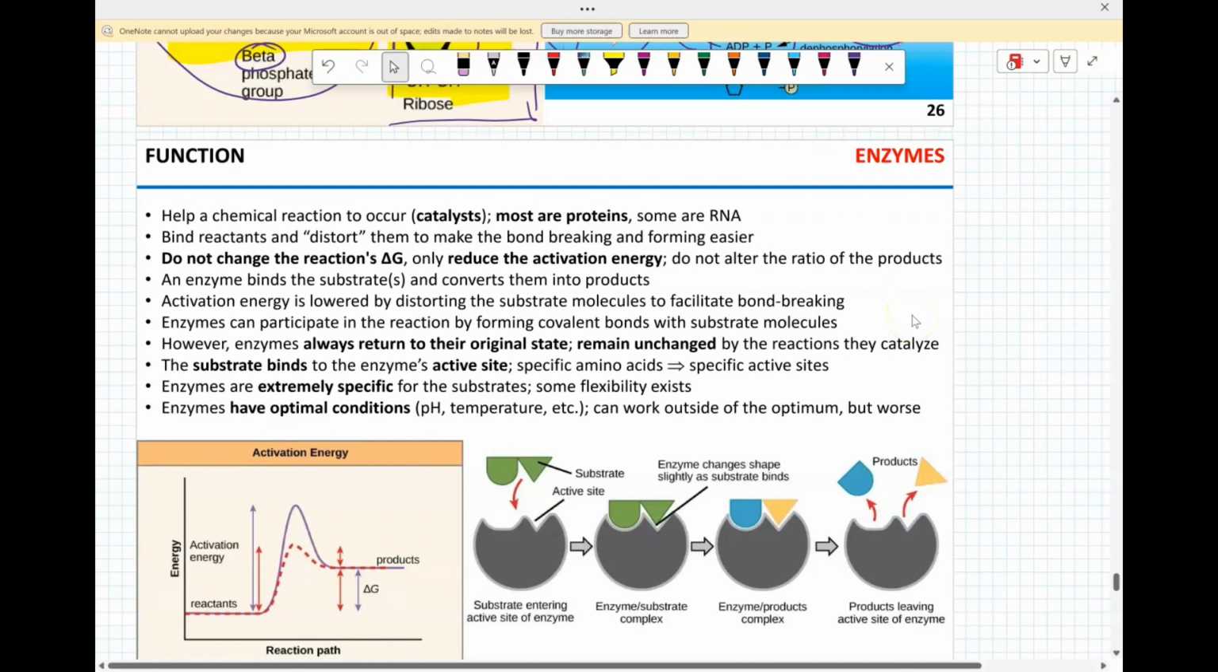So what are those enzymes that facilitate chemical reactions? Enzymes are catalysts. Most of them are proteins, however, some enzymes are RNA molecules.